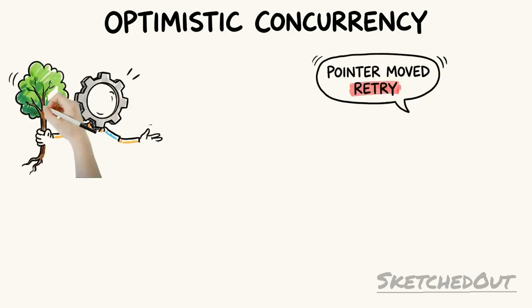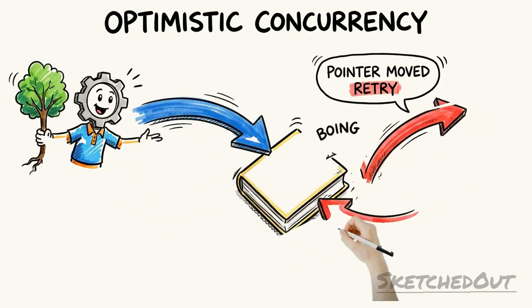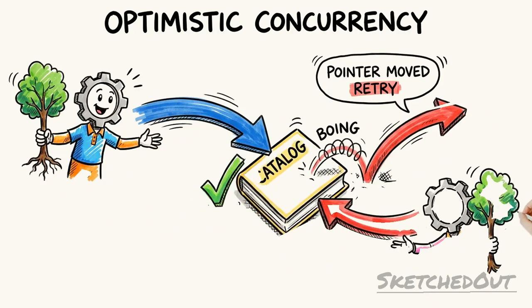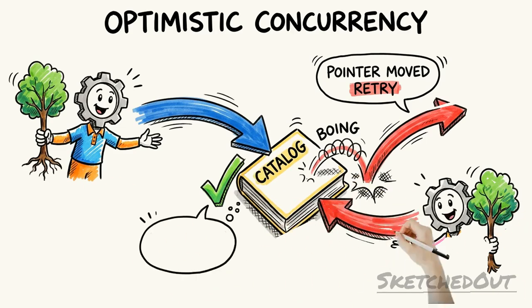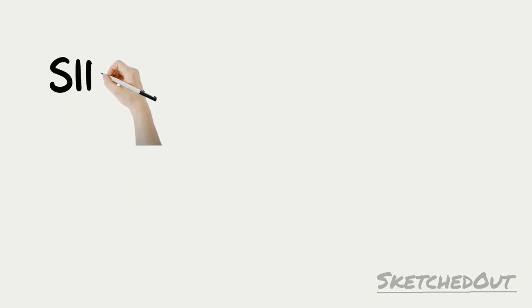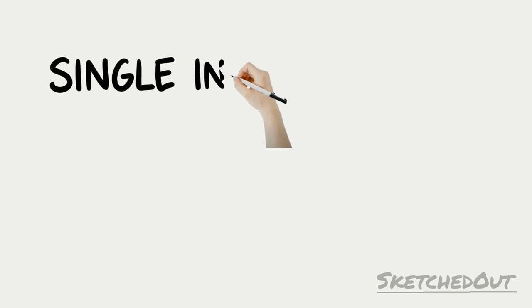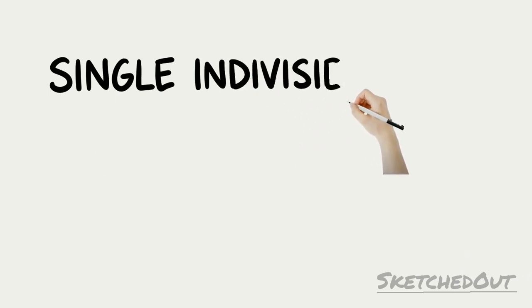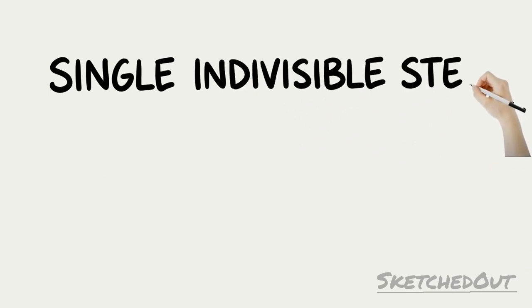Two job icons holding new trees, both reaching for the catalog. One arrow succeeds with a check labeled "condition held." The other bounces off, labeled "pointer moved, retry." The missing rows from 2 in the morning can't happen, not because Iceberg is more careful, but because there's now exactly one place where what the table is gets decided, and changing it is a single, indivisible step.